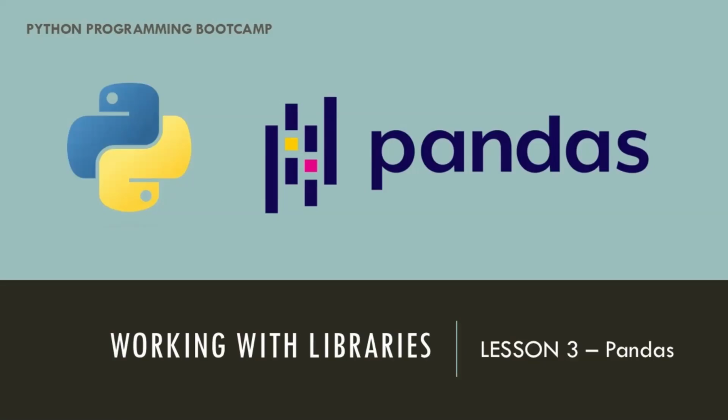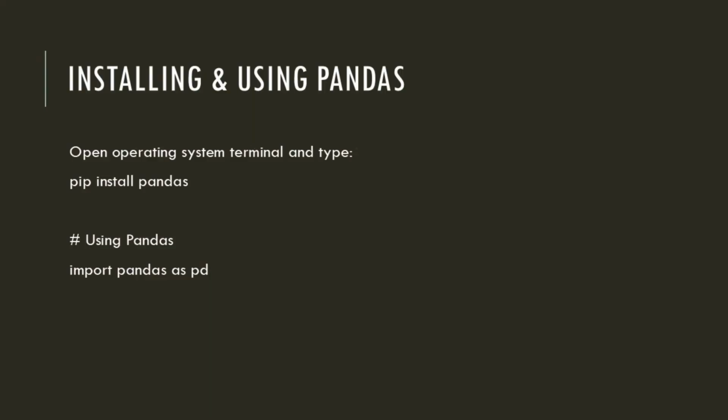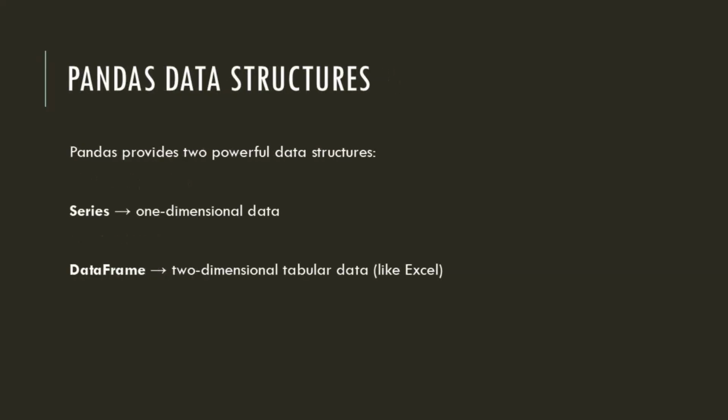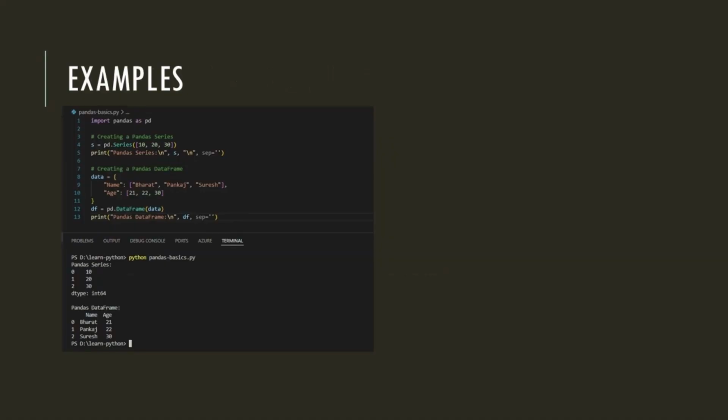Now, let's learn Pandas, the most important library for data analysis. For using Pandas, open the terminal and first install it by typing pip install pandas. Then import it at the starting of the Python script file by typing import pandas as pd. Pandas provides two powerful data structures: series, which is one-dimensional data, and data frame, which is two-dimensional tabular data like Excel.